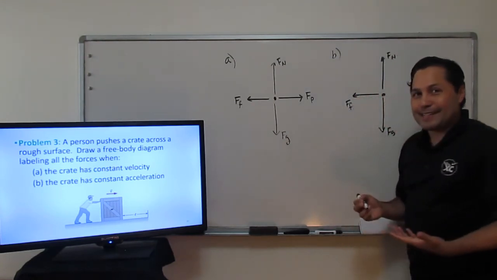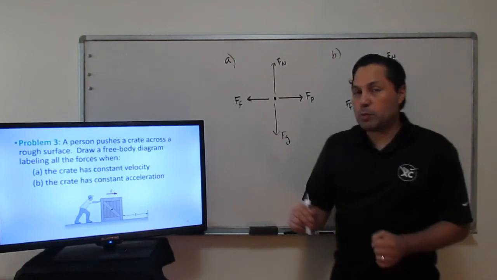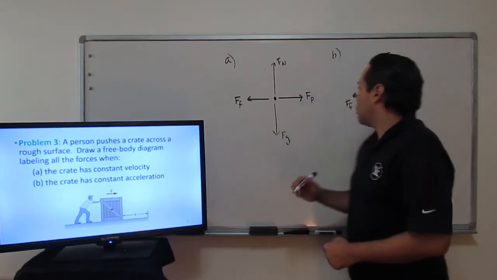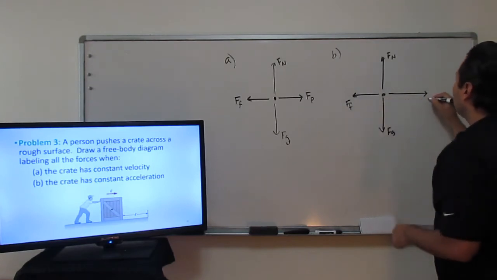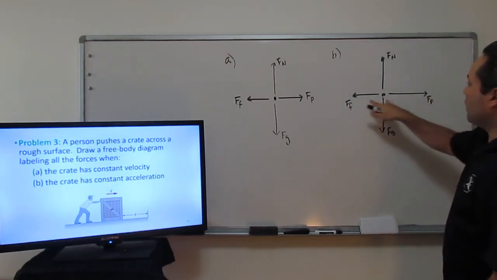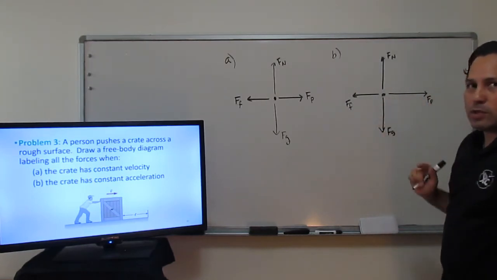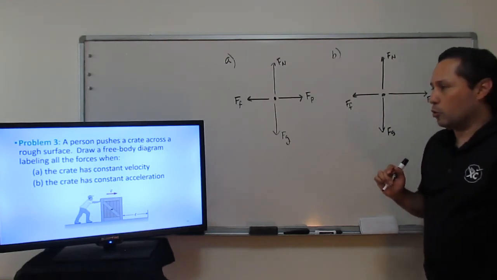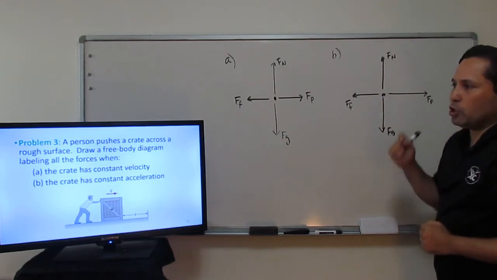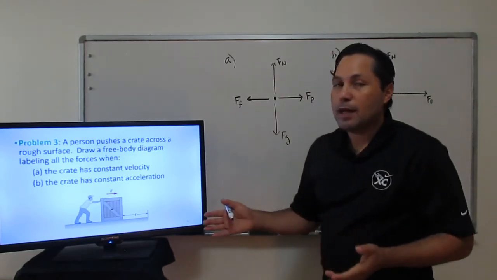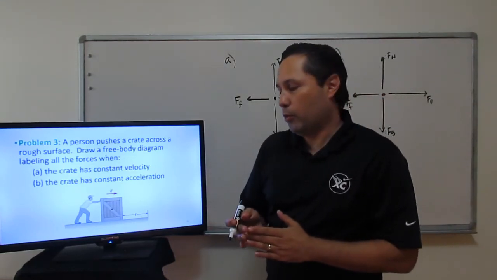But now it's accelerating. The man must be putting more force on this crate. So I'm going to put a longer arrow than that one. So it'll be force push. And notice how they're not the same length. And that's what's creating the acceleration. So you have a net force from the force push. So that's what creates acceleration. That takes care of problem number 3.